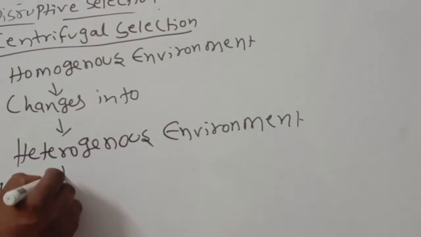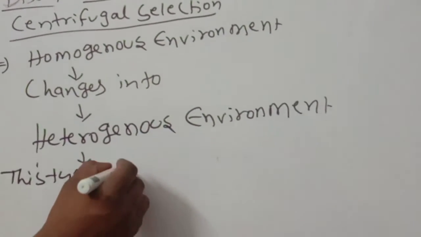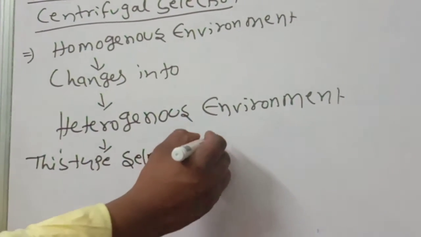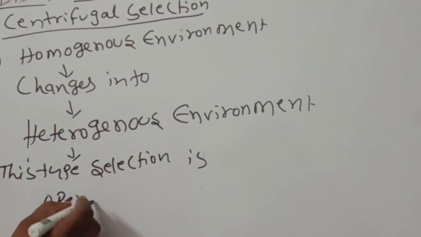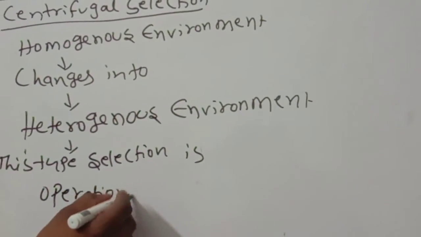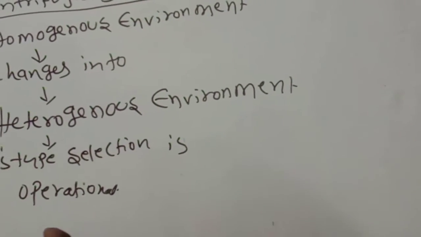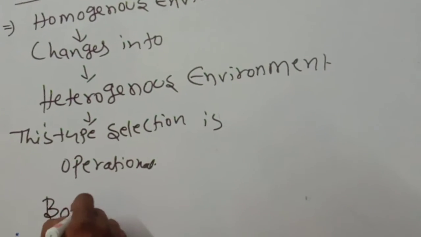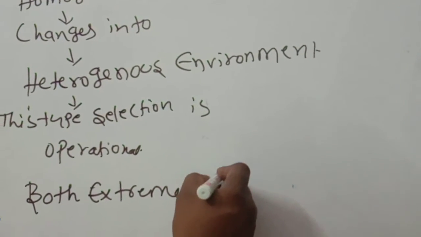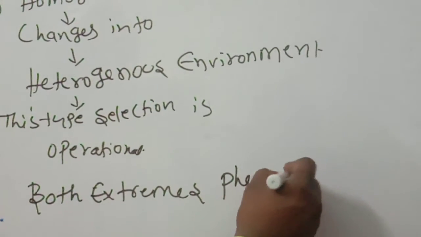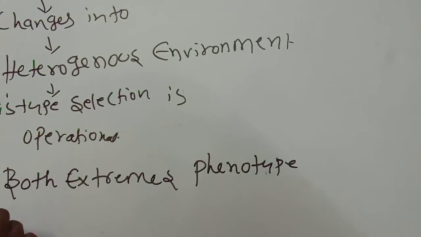This type of selection is disruptive. This type of selection will be operative. Observe very carefully. In this, both extreme phenotypes are selected.